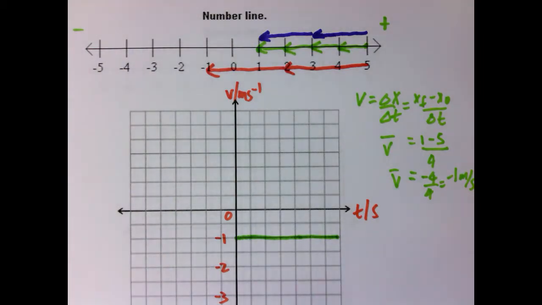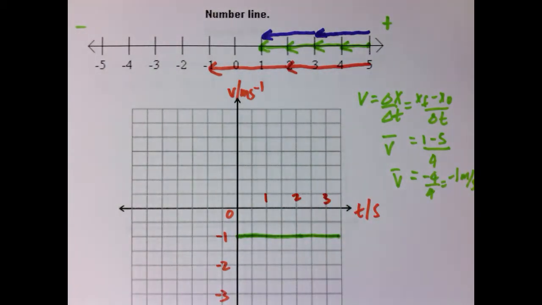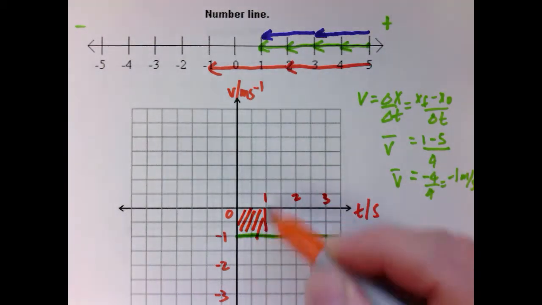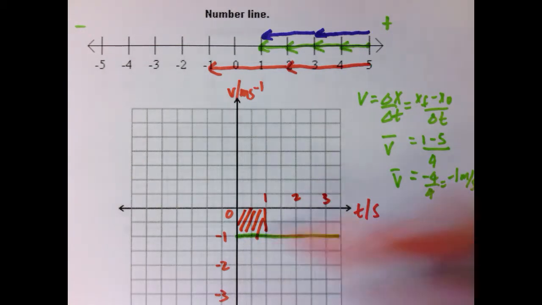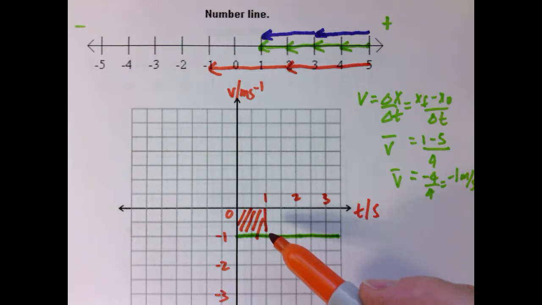Well, then after 1, 2, or 3 seconds, if we were to find the area, we would discover that the area is 1 times -1, or -1. The area is negative. We have negative area. Well, negative area, what does the area mean? The area means the displacement. So we have negative displacement.